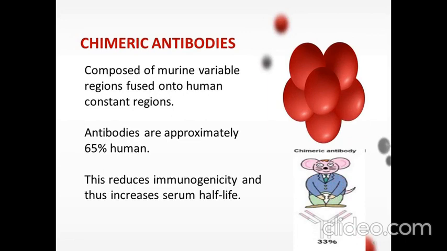Let's discuss about chimeric monoclonal antibodies. Chimeric monoclonal antibodies are structural chimeras made by fusing variable regions from one species like mouse with the constant region from another species such as human being. This is an ideal fusion. Antibodies are approximately 65% human made. This reduces immunogenicity and thus increases the serum half-life.